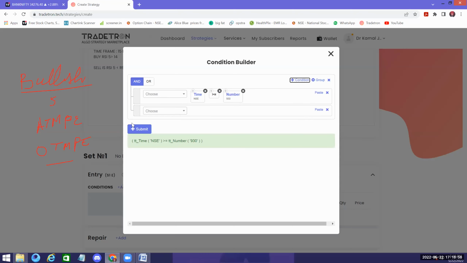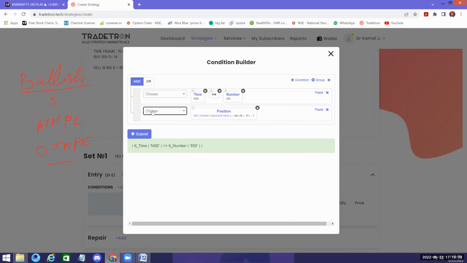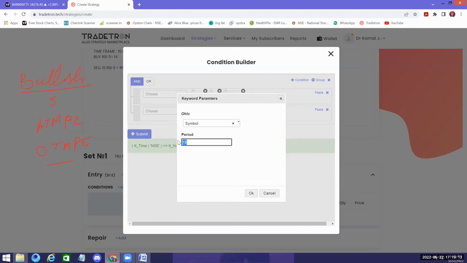Now we will add in a second condition, and that is when we use the word position. In choose, we are going to use RSI -1, the previous candle. Now we are going to change everything. RSI period is 5.